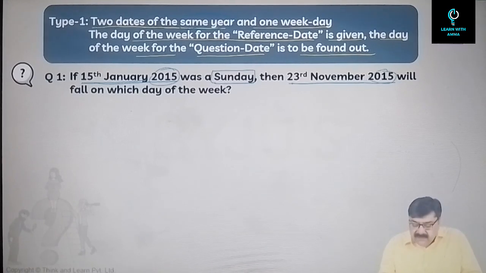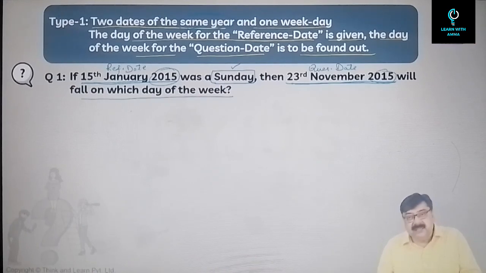So the day of the week for the reference date. Now this happens to be the reference date. You'd have to take this as a reference, as the base. And for this, the day of the week is already given to you. Then there is another date which is mentioned, and this is your question date. And you will have to find out the day of the week on which this date falls. That is what is asked. So a reference date and question date, 2 dates are given. And for the reference date, the weekday is given, which is given here as Sunday. And for the question date, you have to find out the day of the week.